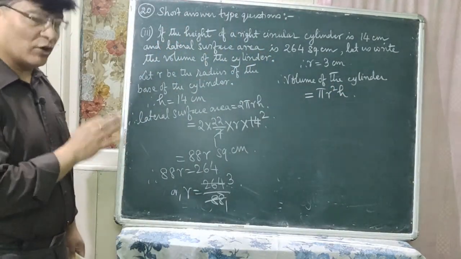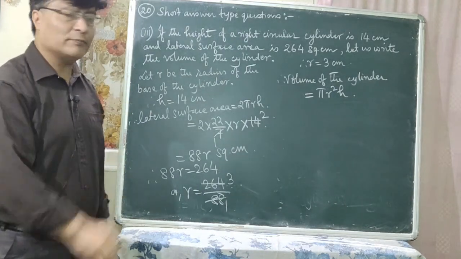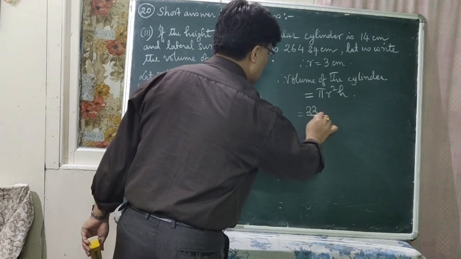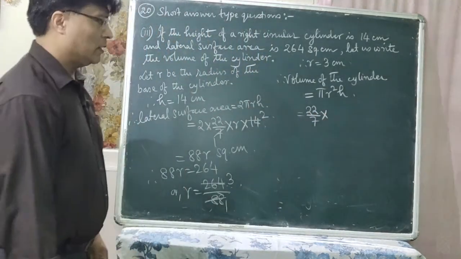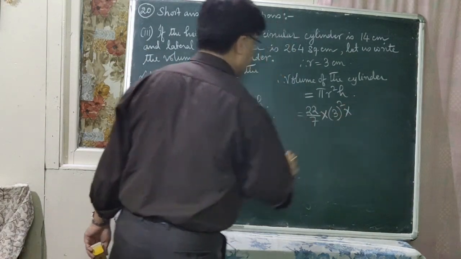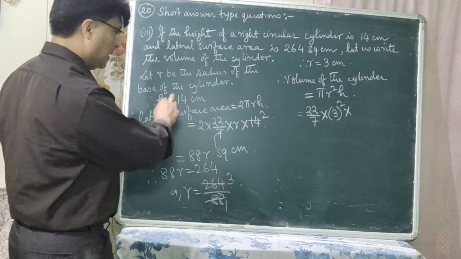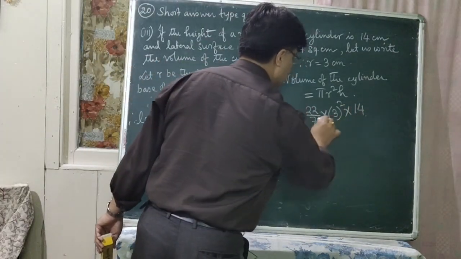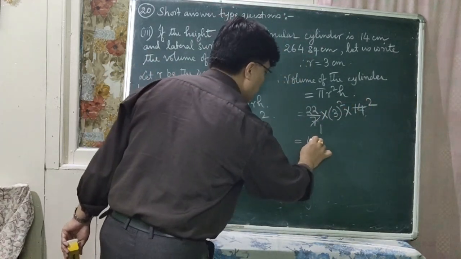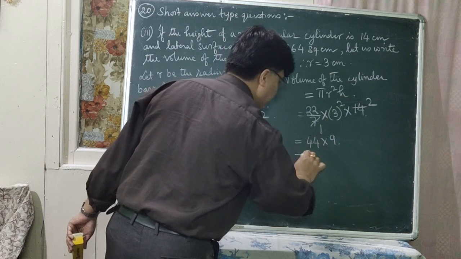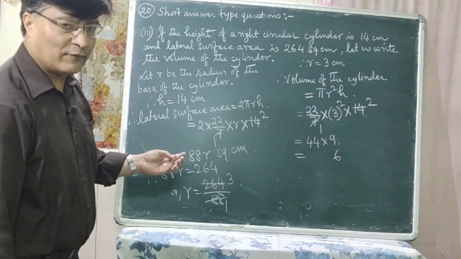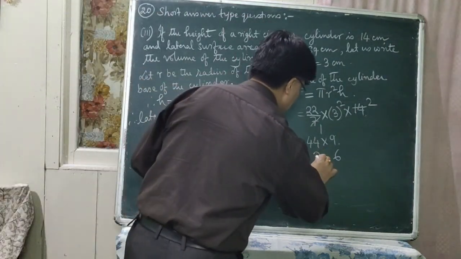So the formula for volume that you can use in this problem is pi r square h, and you know the value for pi. Pi is always 22 by 7 into, what is that, r whole square? This is 3 whole square into, what is h here? H is 14, right? So 7 ones are 7, 7 twos are 14. So 22 twos are, that is your 44 into 3 square is 9. So 9 fours are 36, 6. Then 3. 9 fours are 36 plus 3 is 39.